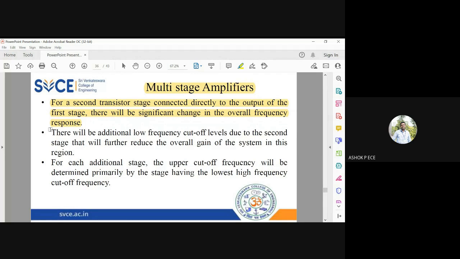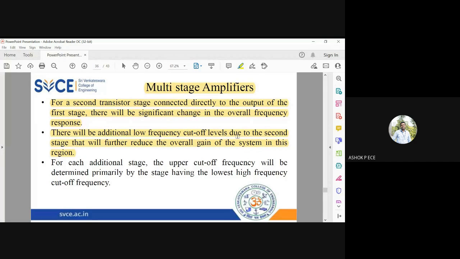Okay, so because of adding multiple stages, it will have an effect on the cutoff frequencies, the gain, and the bandwidth of the system. So for a single amplifier, you know that the gain, bandwidth, f1, f2, everything is fixed. But when you are going to cascade this amplifier with another amplifier, this amplifier will have its own parameters. The second amplifier will have its own parameters. But since the two are connected, all these parameters are bound to change.